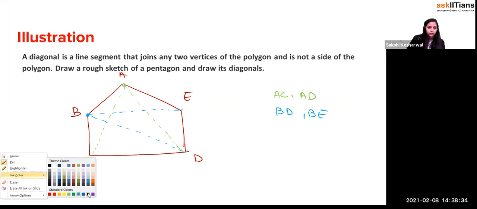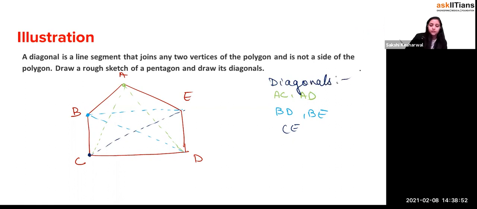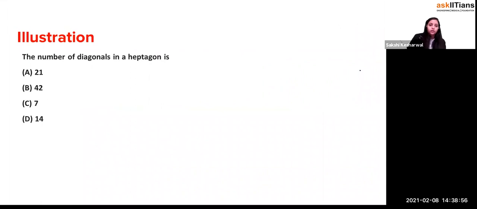Now let's take the vertex C. With the vertex C, you will have AC already made. Now there is only one thing left, that is AE, so this will be CE. Now take the vertex D. You have both the diagonals made. Take the vertex E. You have made both the diagonals. So these are what, beta? Your diagonals, right? Can you see this figure?